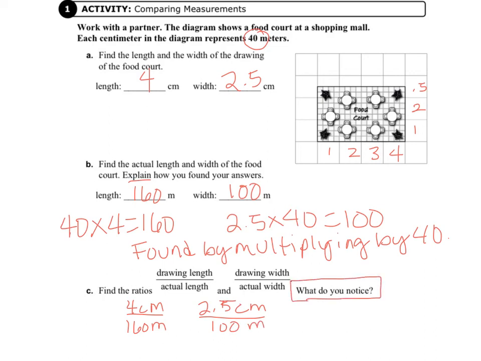This "what do you notice" is your homework for tonight. So you need to think about these ratios and what they are equivalent to. And that's what you're going to notice for your homework. And write a sentence about that.